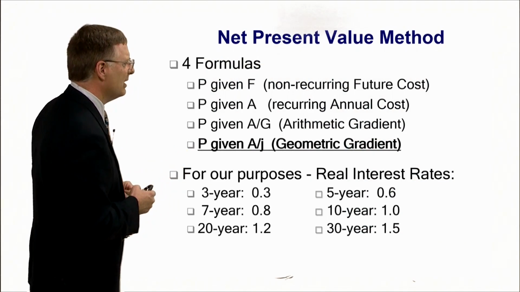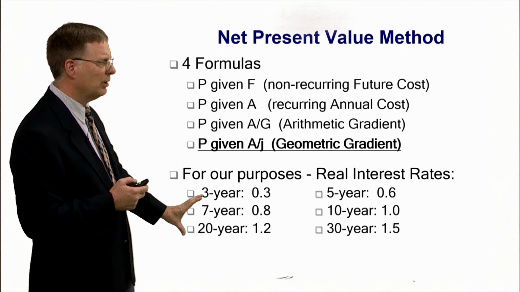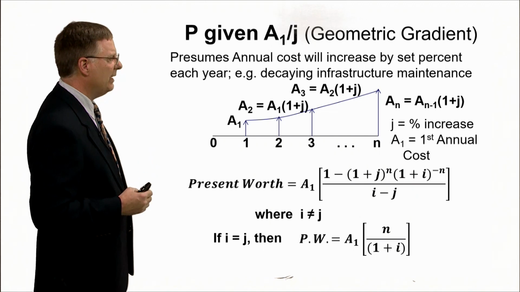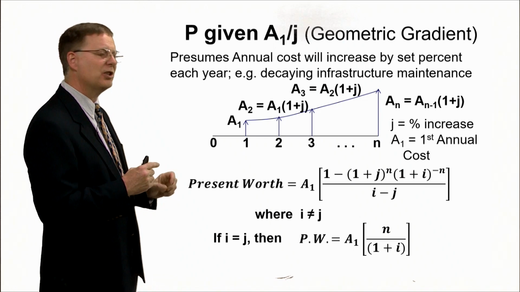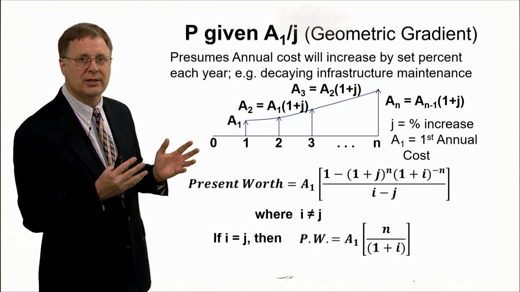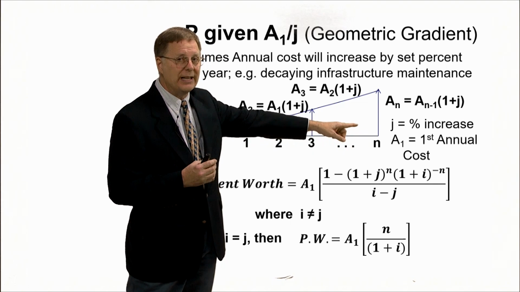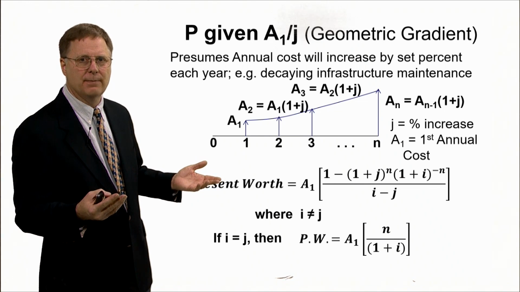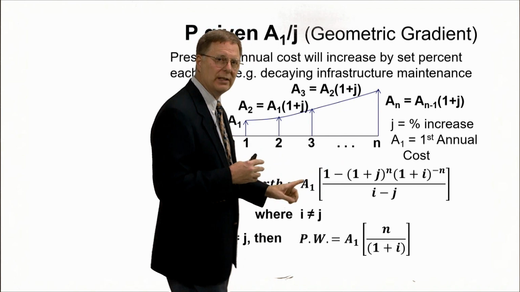Well, let's take a look at how we do this. We're looking at the fourth formula. This is for geometric gradients, and again, we're going to use these real interest rates that we have down here. And the equation is, it's a pretty big equation. It's probably the most complex equation, and the main reason it's the most complex is because we've got one more variable. We need to know the first year's maintenance, or the first year's cost. We need to know what the percentile increase is, that's the J, that's the gradient. And then we need to know what the interest rate and the total term of analysis is. So that's the N and the I. And we put it into this equation and we come up with what the present worth is.